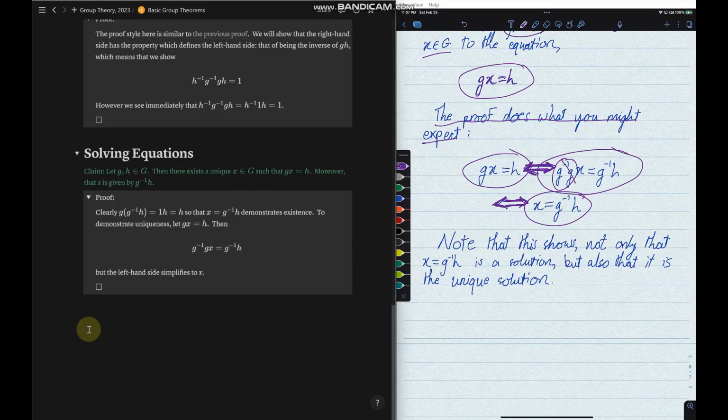But if we assume that this has successfully concluded the proof, then notice that this not only shows that x equal to g inverse h is a solution, but in fact it shows that it is the unique solution, because something solves it if and only if x is equal to g inverse h.